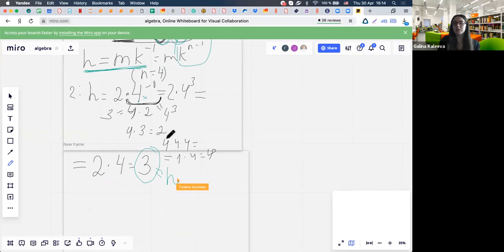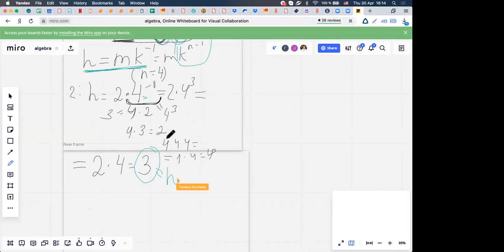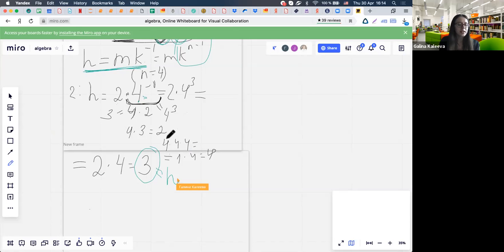Is it clear? Is it more clear now? Well, yes. So look here. The next one is 3. How can we find H now? H is M, which is 3, times 4 to the minus first power, which is also known as 4. 3 by 4, it's 12, and it's 2 modulo 5. So the next part of the message is 2.